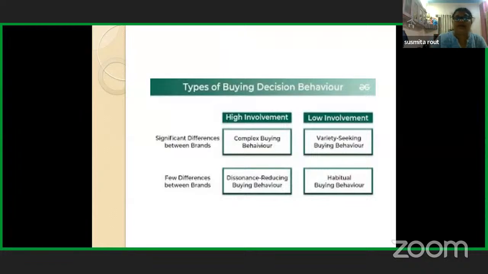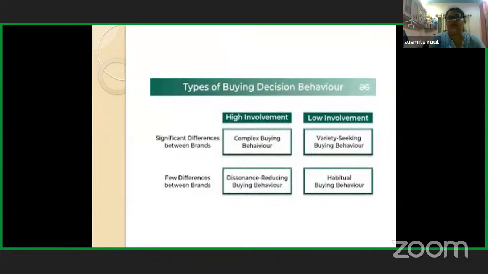And the fourth type of buying behavior is called dissonance reducing buying behavior. Dissonance reducing buying behavior is shown towards products which are, you can say, high priced, but the brands are quite similar to each other.